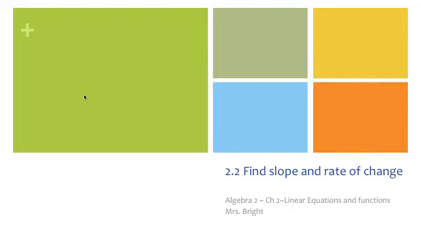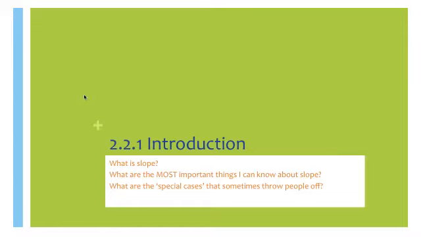2.2, find slope and rate of change. This is the introduction to slope. Really, I wanted to talk about the basics. What's the most important thing I can know about slope? And then talk just a little bit about those special cases.